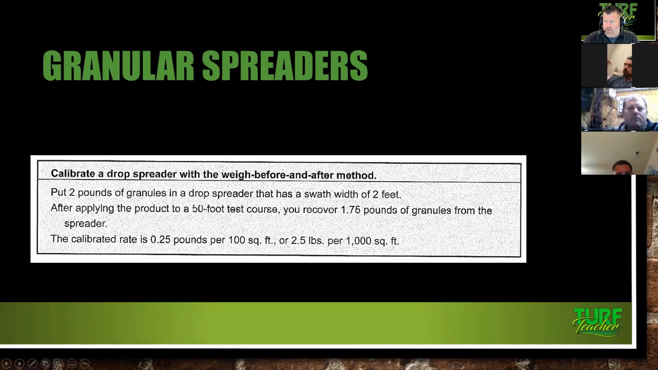Calibrate the drop spreader with the weigh before and after method. Put 2 pounds of granulars in a drop spreader that has a swath width of 2 feet. After applying the product to a 50-foot test course, you recover 1.75 pounds of granulars from the spreader. The calibrated rate is 0.25 pounds per 1,000 square feet, or 2.5 per 1,000 square feet.